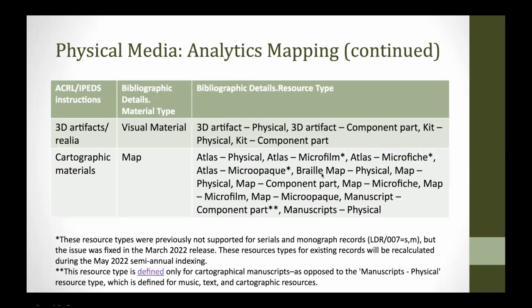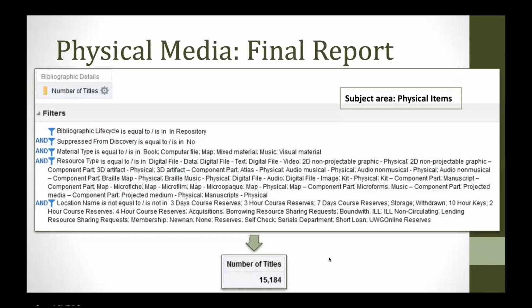Some of these resource types are new, and some have to still be recalculated during the May 2020 semi-annual indexing. I just checked a few days ago, that hasn't happened yet. So some of these resource types may not be up and running yet, but they will be soon. And here's what our physical media final report looks like on the criteria tab. You can see it's pretty involved.